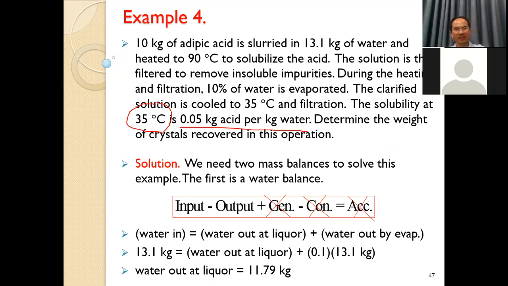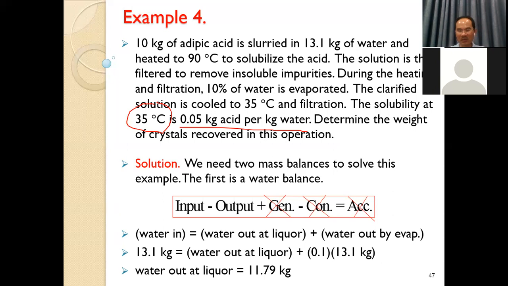The question: how much weight of crystal is recovered in this operation, after we cool from 90 to 35? For this case, we can apply the mass balance for water and the mass balance for crystal to solve this problem.